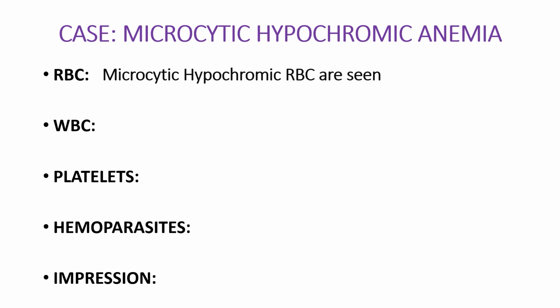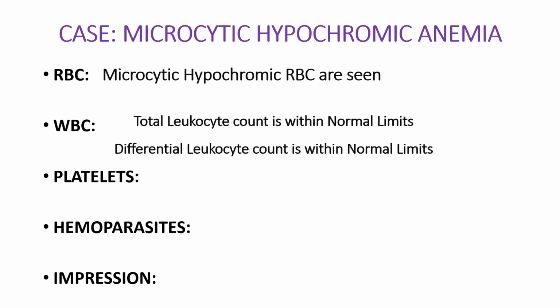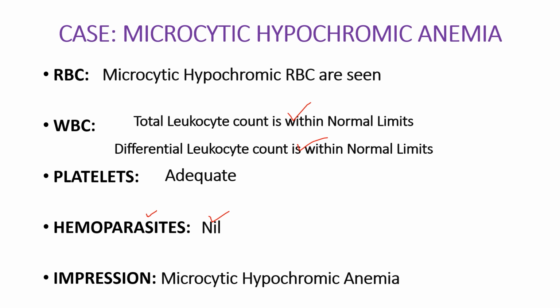So what we write is, once again in WBC I told you there are two parameters. One is the total leukocyte count and one is the differential leukocyte count. So you write total leukocyte count is within normal limits and differential leukocyte count is also within normal limits. Now platelets, again I told you that we talk about the number, so we write it as adequate because there is no platelet abnormality in our slides. And then hemoparasites, for example malaria, you write it as nil because there is no malaria in our slides. And eventually our impression should be microcytic hypochromic anemia. So you start with microcytic hypochromic RBC and you end the impression as microcytic hypochromic anemia.